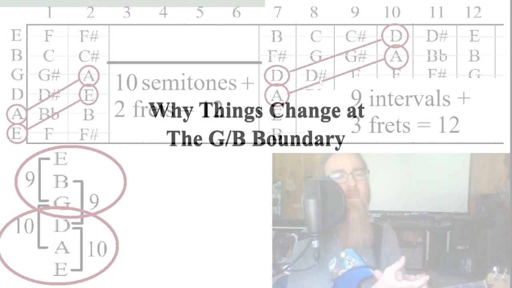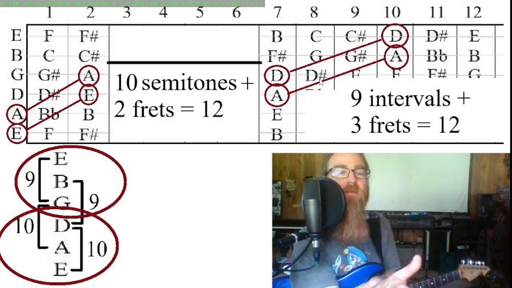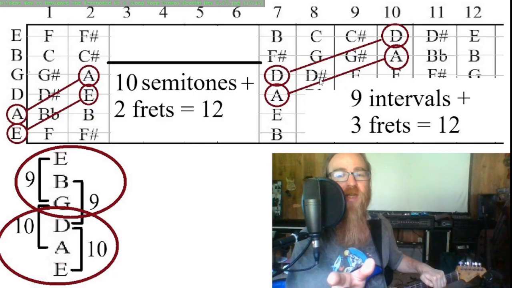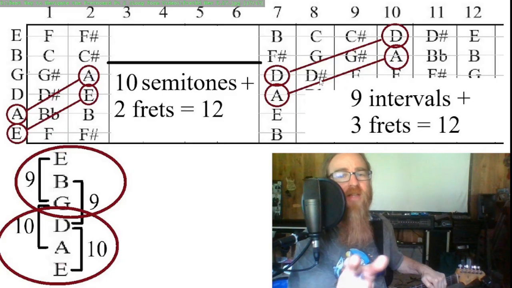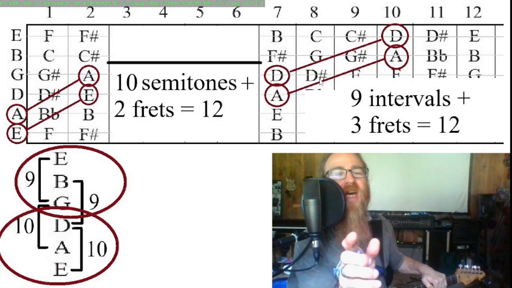The other way, now after you cross the GB boundary, you're gonna only have 9. From A to F sharp, that's only 9. So now you gotta go 3 frets over to get 12.